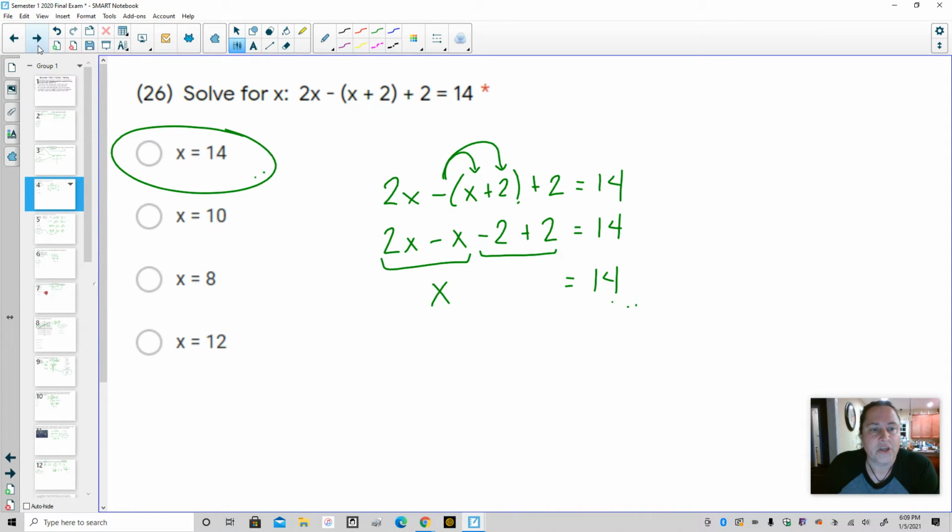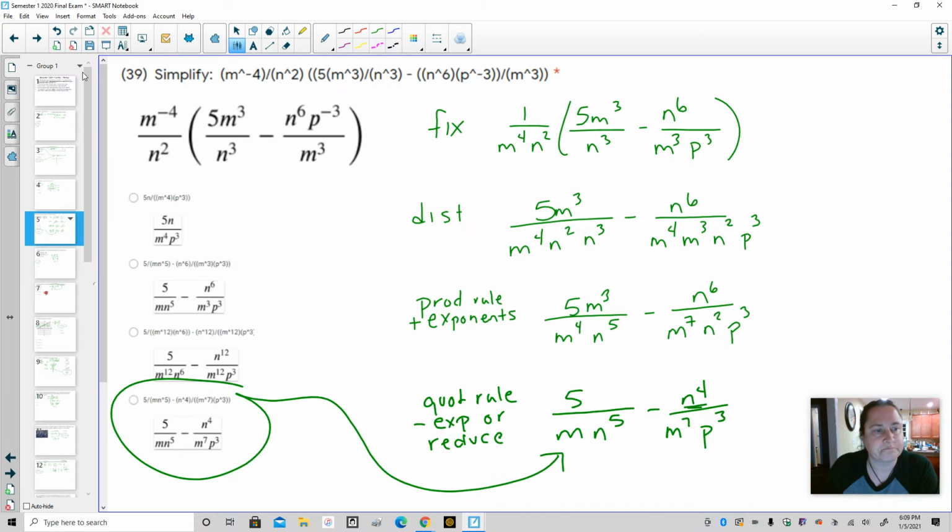Solve for 2x minus (x plus 2) equals 14. The key to this one is you have to distribute that negative sign. So what happens here is you end up with a negative x minus 2. So 2x minus x is just x, minus 2 plus 2 zeroes out, and you end up with x is 14. This one was definitely one of the more difficult ones for most students.